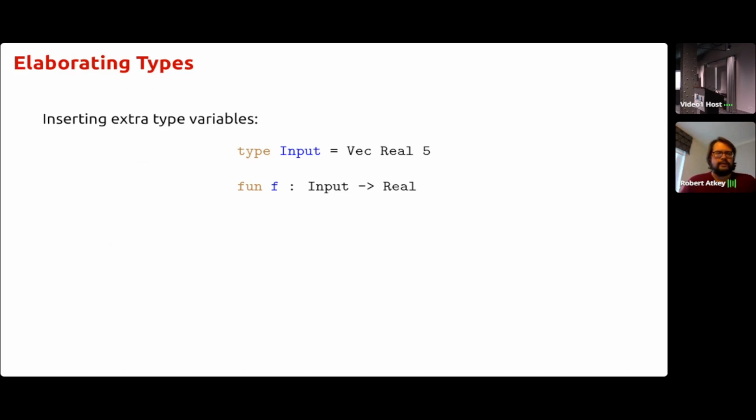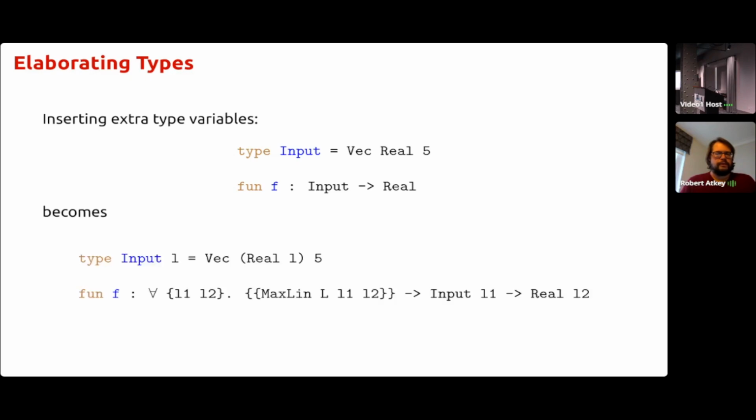So remember that we had this type input, which was a vector of reals of size 5. And now real takes a type parameter. So we're going to have to extend input with a type parameter and put that here. And then our uninterpreted function f, well, it's going to have to take an input with some annotation, and it's going to produce a real number, again with a different annotation. And then we're going to assume that this function is itself linear.